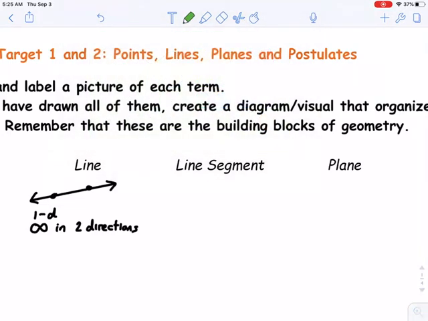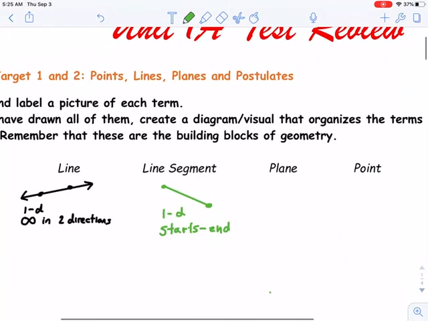Then a line segment can look something like this, right? This is also one dimension, but it has a beginning. I spelled beginning wrong. Oops. We'll just write starts and ends. There's a starting point, there's an end point. All right, this has a finite length. I can go to Home Depot, buy a tape measure, and measure the length of this line segment.